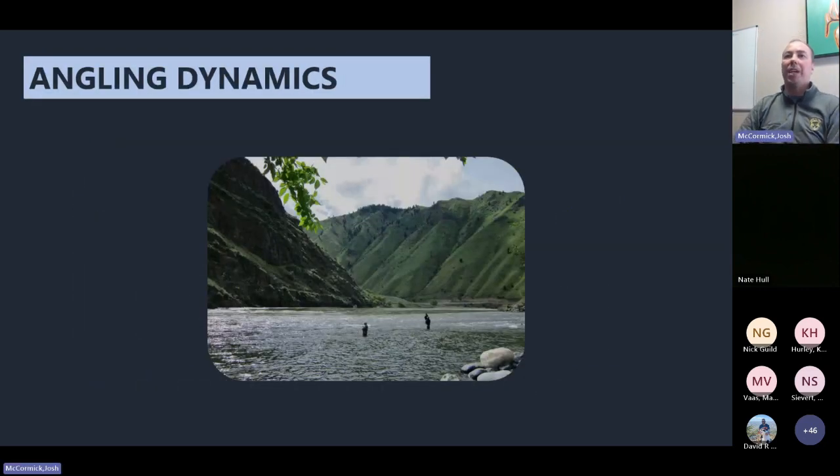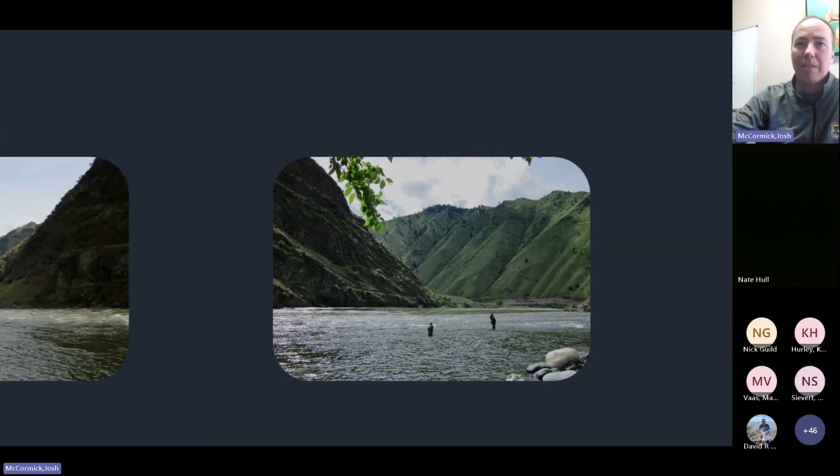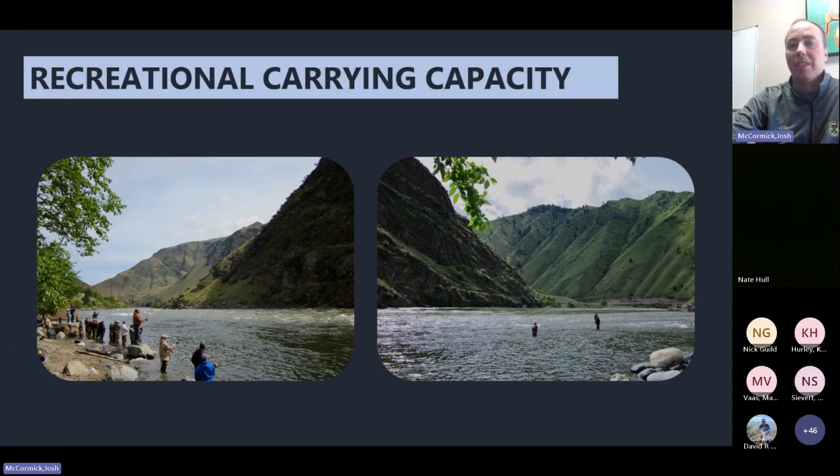So when we think about angling dynamics, and I showed this photo in an earlier slide, this is on the Salmon River at the mouth of the Little Salmon River. If you look upstream, you might see something that looks like this, where there's a few anglers fishing during the peak of the salmon season. But if you turn your head to the left, it looks like this. There's a lot more anglers fishing below the Little Salmon River than in the upper part of the Salmon River.